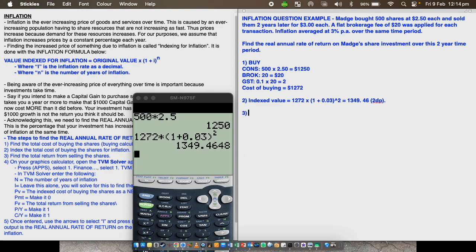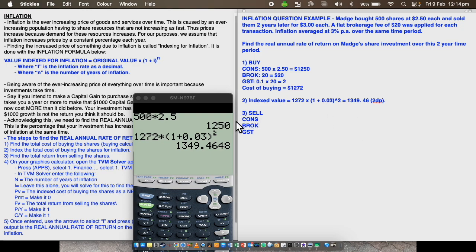3, find the total return from selling the shares. Do you know how to sell shares? Do you have a calculation for that? What are the 3 parts of selling shares? Consideration, brokerage, and GST. What do I do this time? Do I add them or subtract them?